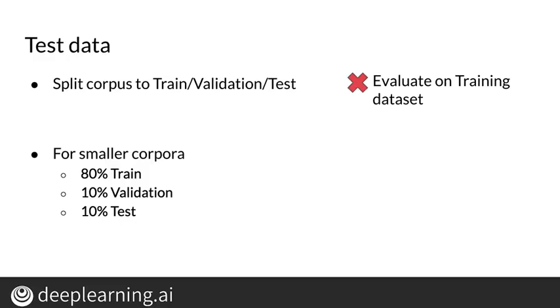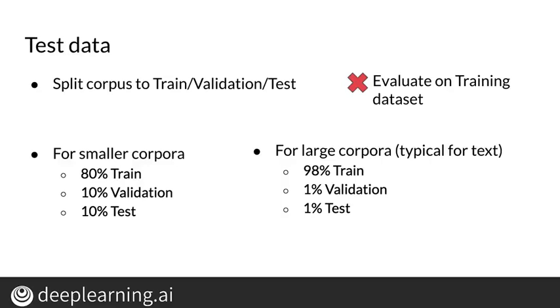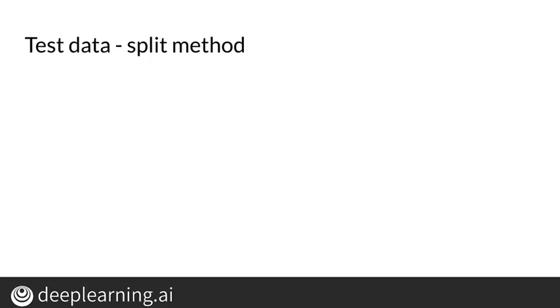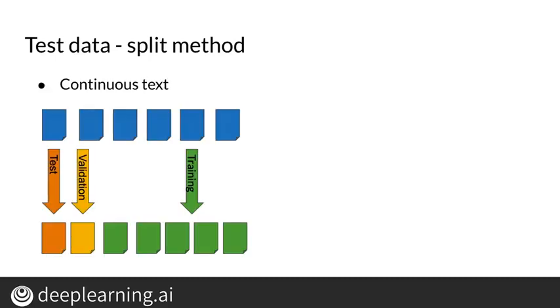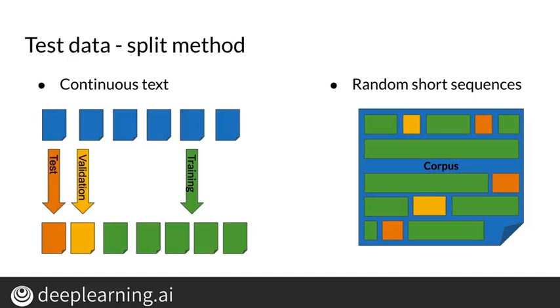A commonly used split for smaller datasets is 80-10-10, or 80% to training, 10% to validation, and 10% to testing. In a very large dataset, such as text analysis, testing could make up as little as 1% of your training set. In NLP, there are two main methods for splitting. You can split the corpus by choosing longer continuous segments like Wikipedia articles, or you can randomly choose short sequences of words, such as those in the sentences. Now that you've split the dataset, you can evaluate the test sets using the perplexity metric.